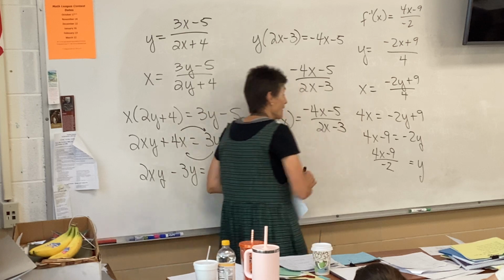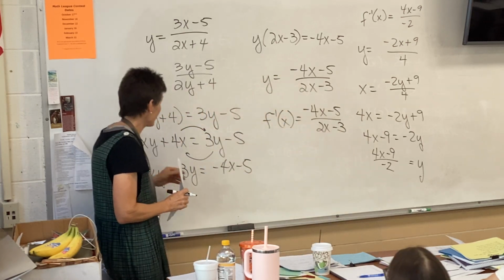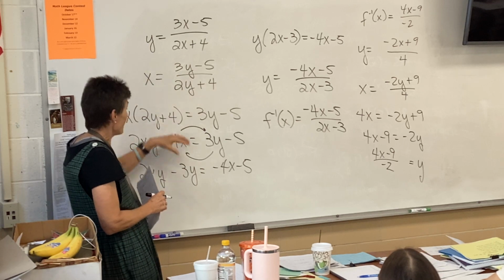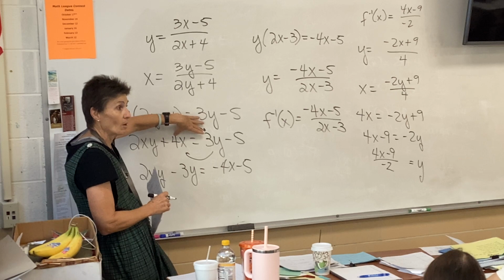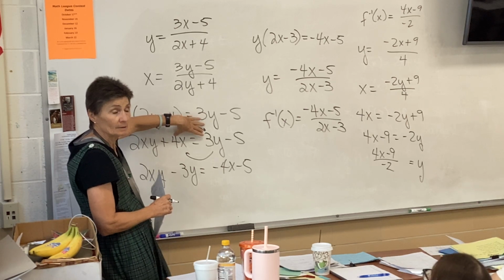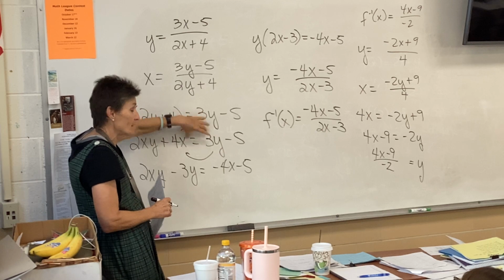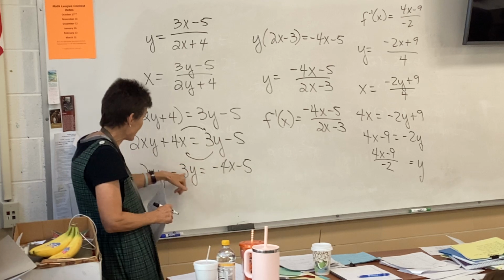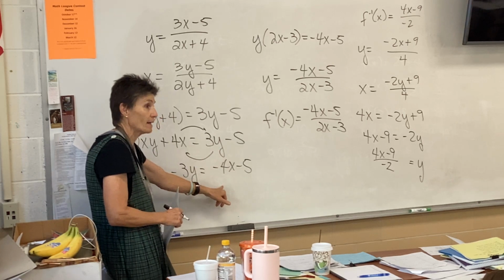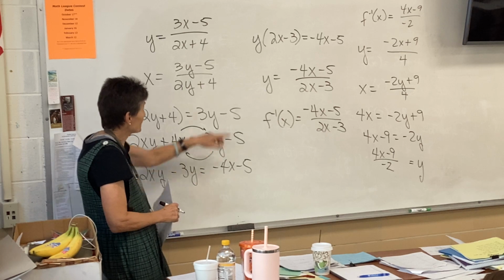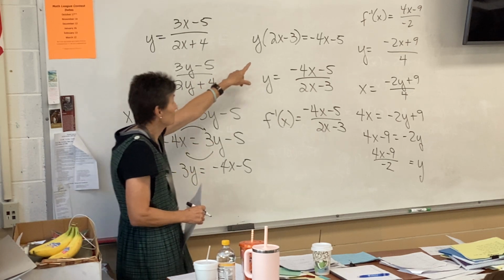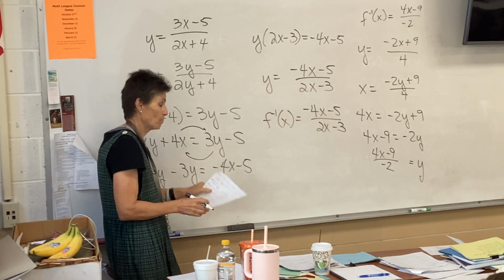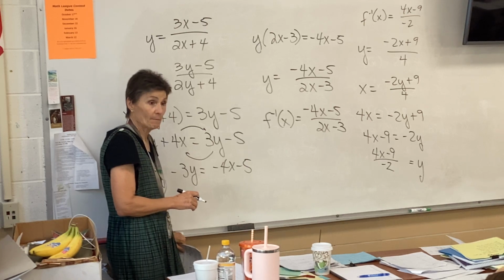So let's make sure everybody else is up to speed on that. We changed our variables, brought this over and distributed. Then we had to get our y's on the same side, so we flip-flopped these two. When we move them, they change sign. So this became negative 3y, that became negative 4x. Then we could take out the y and then divide by the parentheses. Perfect. All right, is that coming back to you?